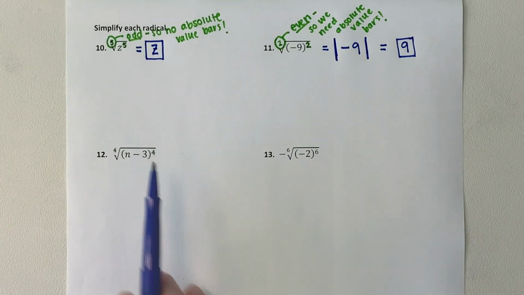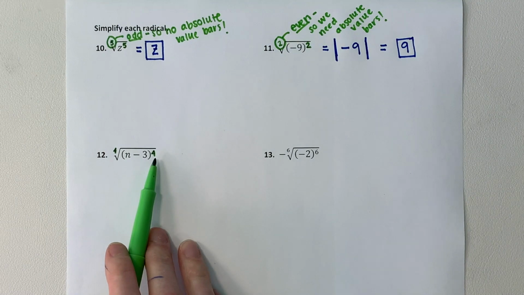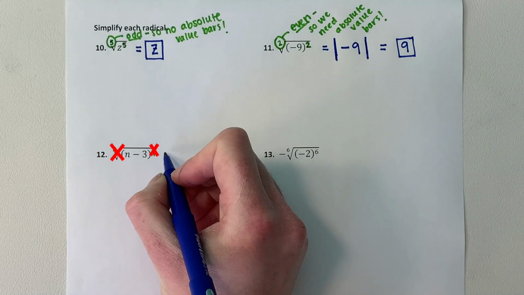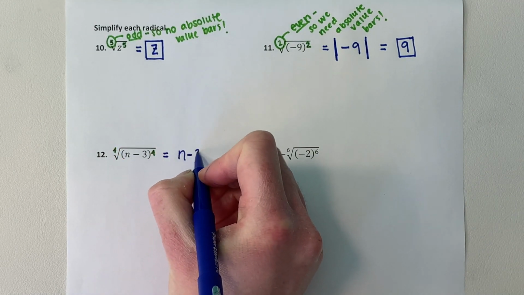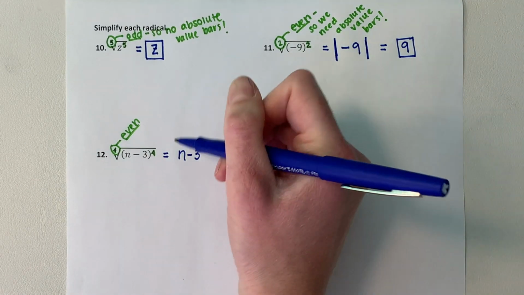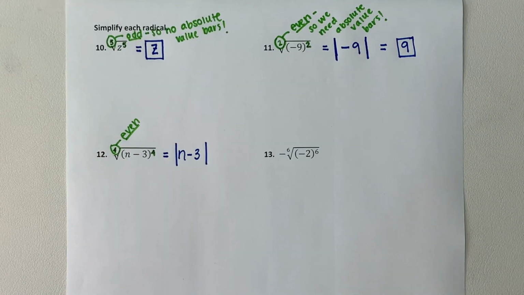We can use the rule here. Since these two numbers match, they're inverse operations and they cancel each other out. And if we cancel the fourth root and the fourth power, we're just left with n-3. But we have to decide if we need absolute value bars. Since this is an even number here, we need to put absolute value bars around our final answer.